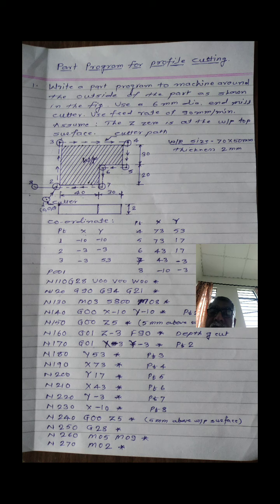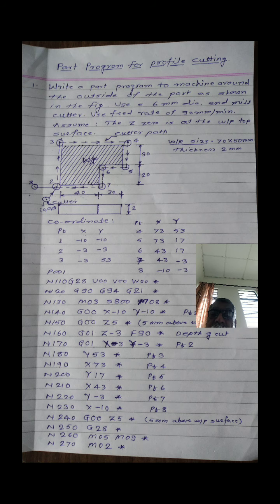The next block is N150, G0, Z5, end of the block. Means your tool is 5 mm above the workpiece surface. It should not touch the workpiece surface. Means at point 1, your tool is 5 mm above the workpiece surface. Is it okay? That is the starting point of the machining operation.